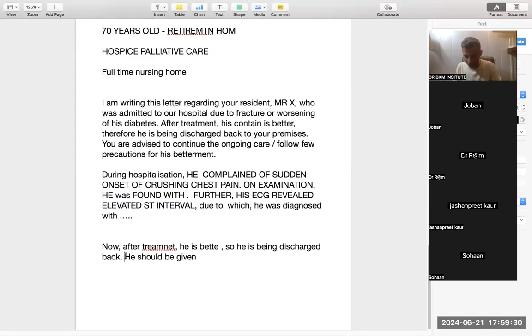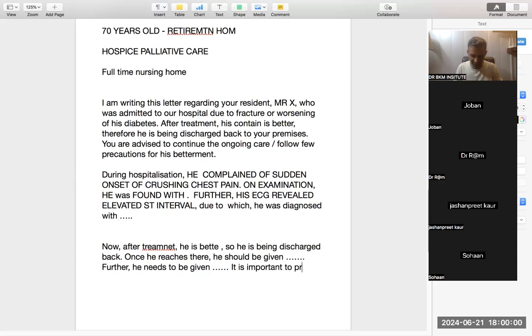So what will I say? So that is the best word I can say. Once he reaches there, means at your premises. Once he reaches there, passive voice, he should be given this. Further, use further, more than often. Further, he needs to be given this. It is important to provide him this and this. That's it. That is the whole letter.